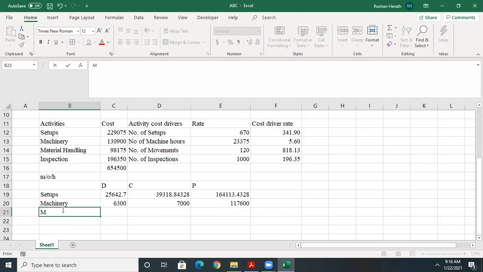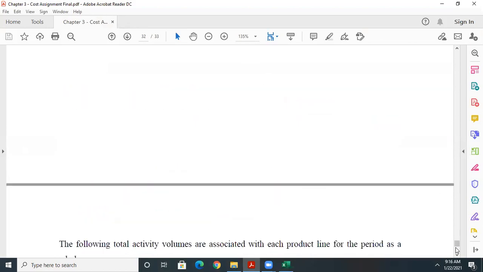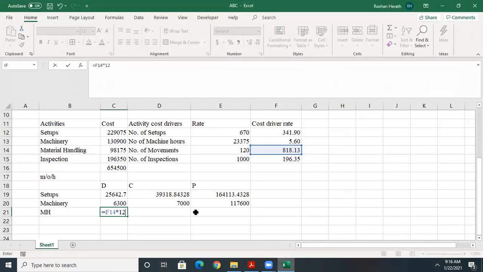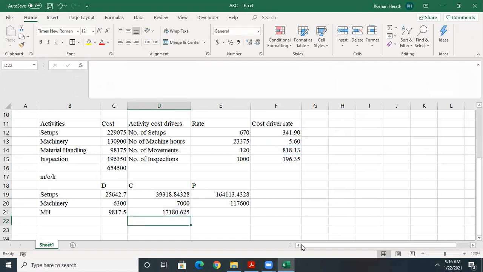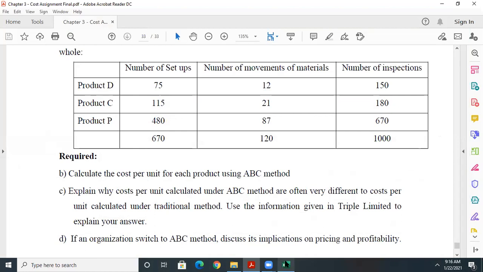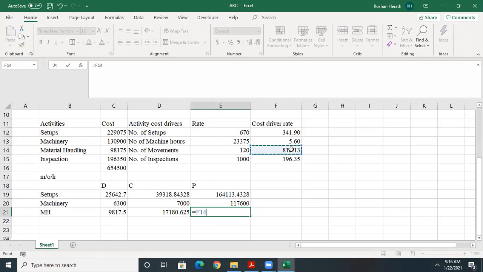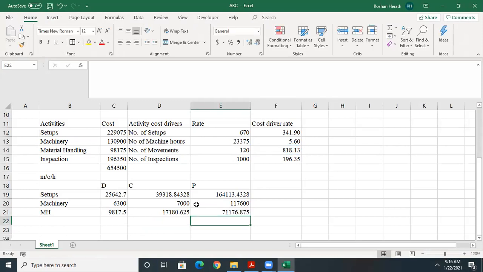Then you have the material handling. Again, it's 818.13 multiplied by the number of movements. It's 12, it's 21, and it's 87. Right, it was taken. Then you have the inspection.